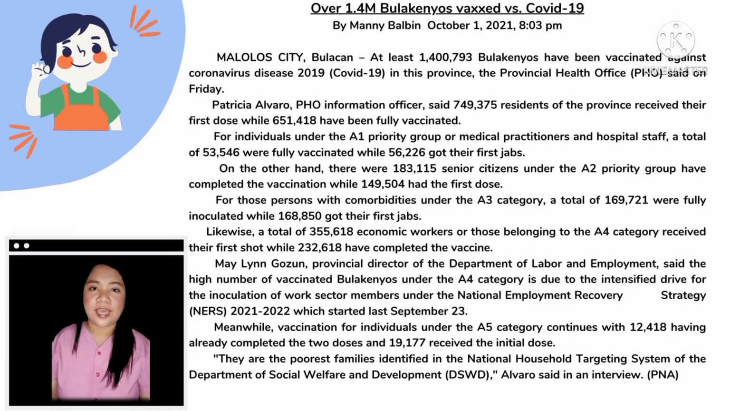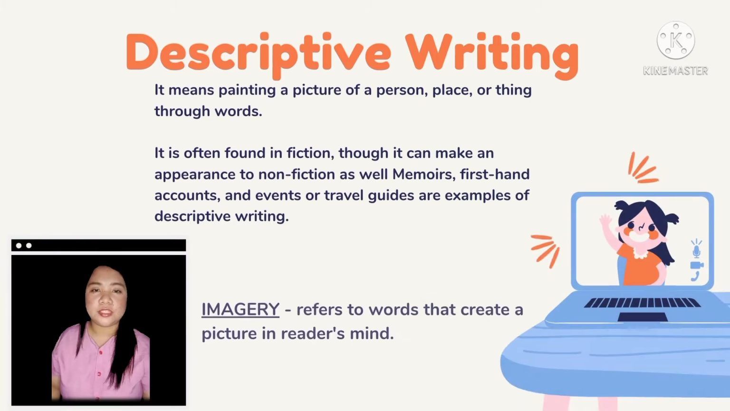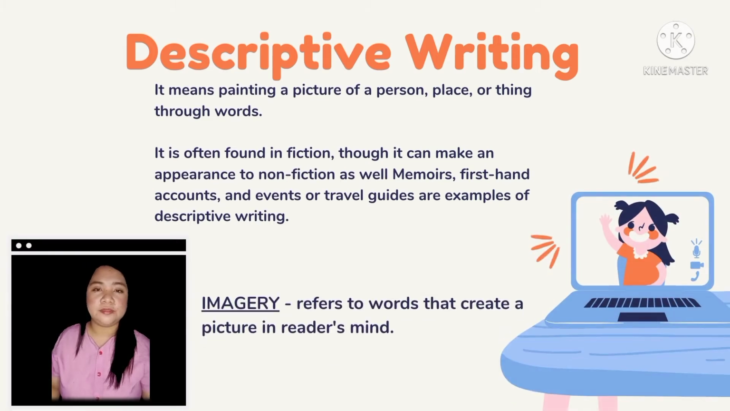The next writing style is the descriptive writing. Descriptive writing means painting a picture of a person, place, or event with the use of words. It is often found in fiction, though it may also appear in nonfiction like memoirs, first-hand stories, and travelogues, which use descriptive writing styles as well.